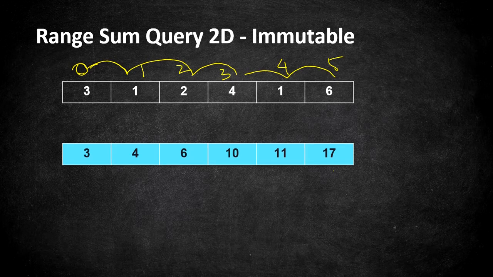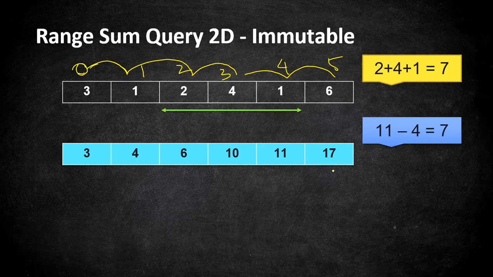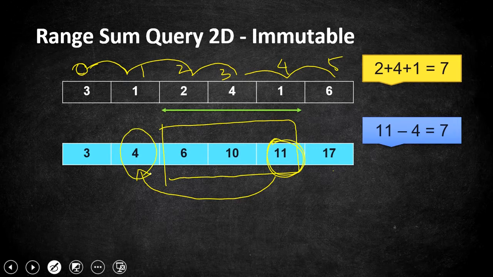So what is the advantage of having this prefix sum? For example, if you want to calculate the sum of the range from index 2 to index 4, it sums up to 2 plus 4 plus 1, equal to 7. By using prefix sum, we don't have to iterate through that range and calculate. Instead, we can easily calculate it by taking the sum at that particular index and subtracting the sum at the previous index of the range, that is, the sum till before the start index. So we get that value easily.